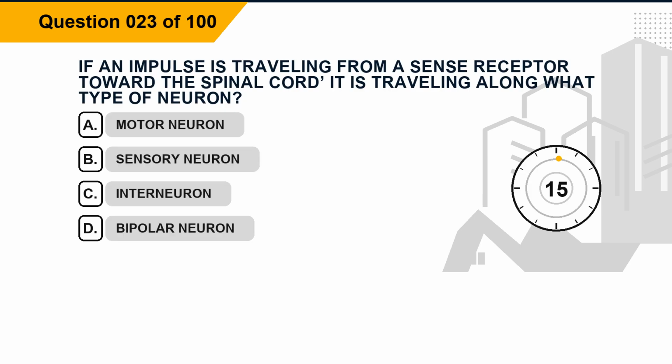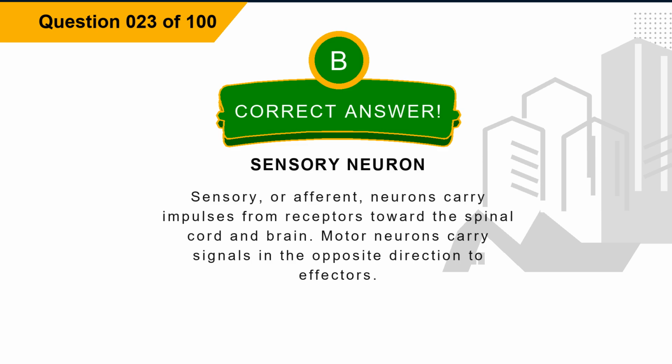Question 23. If an impulse is traveling from a sense receptor toward the spinal cord, it is traveling along what type of neuron? Option A, motor neuron. Option B, sensory neuron. Option C, interneuron. Option D, bipolar neuron. The correct answer is option B, sensory neuron. Explanation. Sensory, or afferent, neurons carry impulses from receptors toward the spinal cord and brain. Motor neurons carry signals in the opposite direction to effectors.